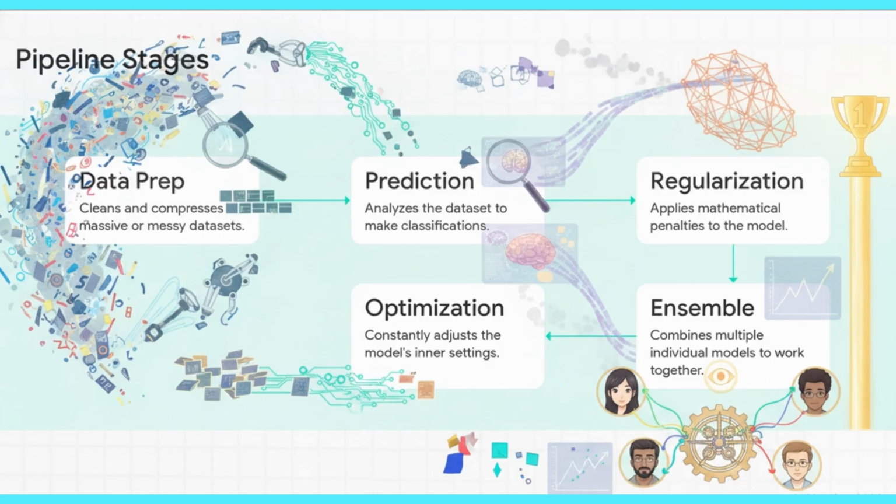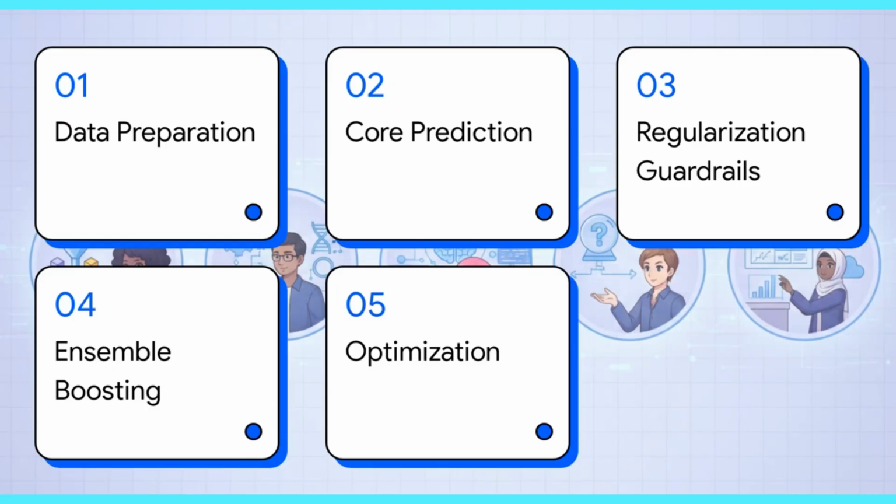And we're doing this across 5 very distinct, interconnected stages. Everything absolutely has to happen in order here, because if one station on this assembly line fails, well, the final product fails. Here is our roadmap for today. We're looking at data preparation, core prediction, regularization guardrails, ensemble boosting, and finally, continuous optimization. Let's head right out onto the factory floor.